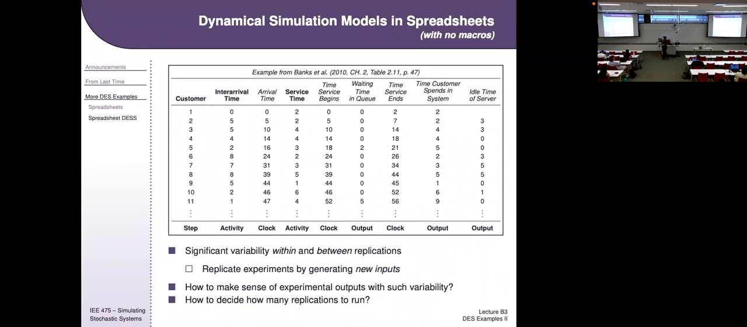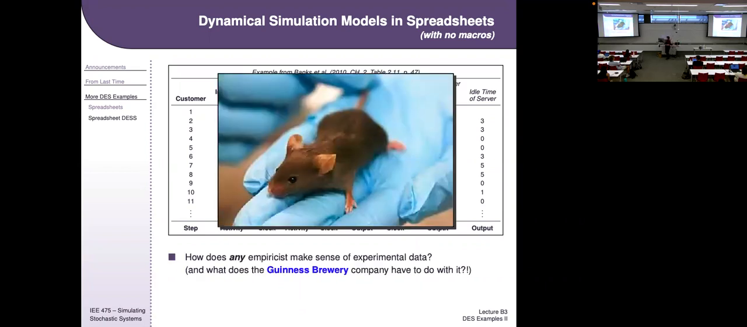And so I need to make sense of experimental outputs, which vary within and across, and I need to figure out how many replications I need to run in order to make a compelling argument about these systems. And that's fundamentally what we do in this class, is to answer that with statistics.